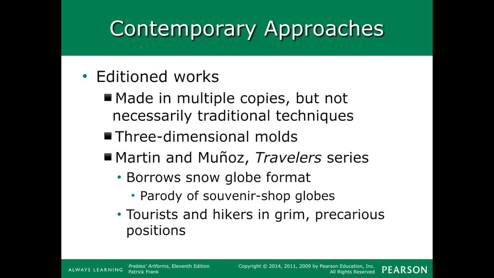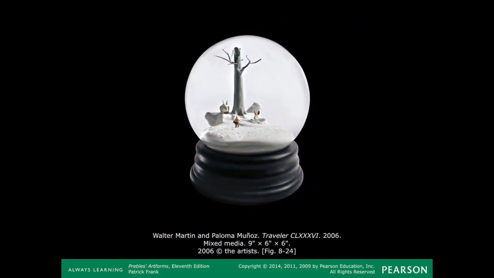There are also these edition works, and we are going to see one by Martin and Munoz, Travelers Series, borrows snow globe format, a parody of those souvenir shop globes. Okay, so 3D printers can make many things, and it's almost as though they can basically make sculptures now using a printmaker or a digital matrix.